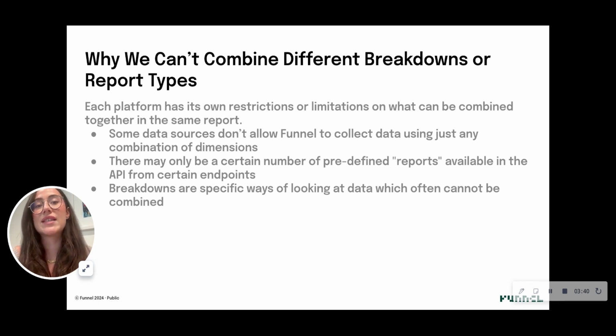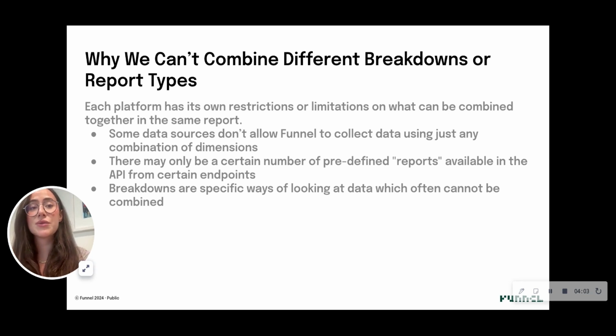One example of this is Facebook ads, which allows looking at numbers by age or by region, but not by age and region in the same table. These restrictions exist within the source API or the platform itself, often for data privacy reasons. What this means in practice within Funnel is that you may be required to connect to the same source multiple times to get the data you need.